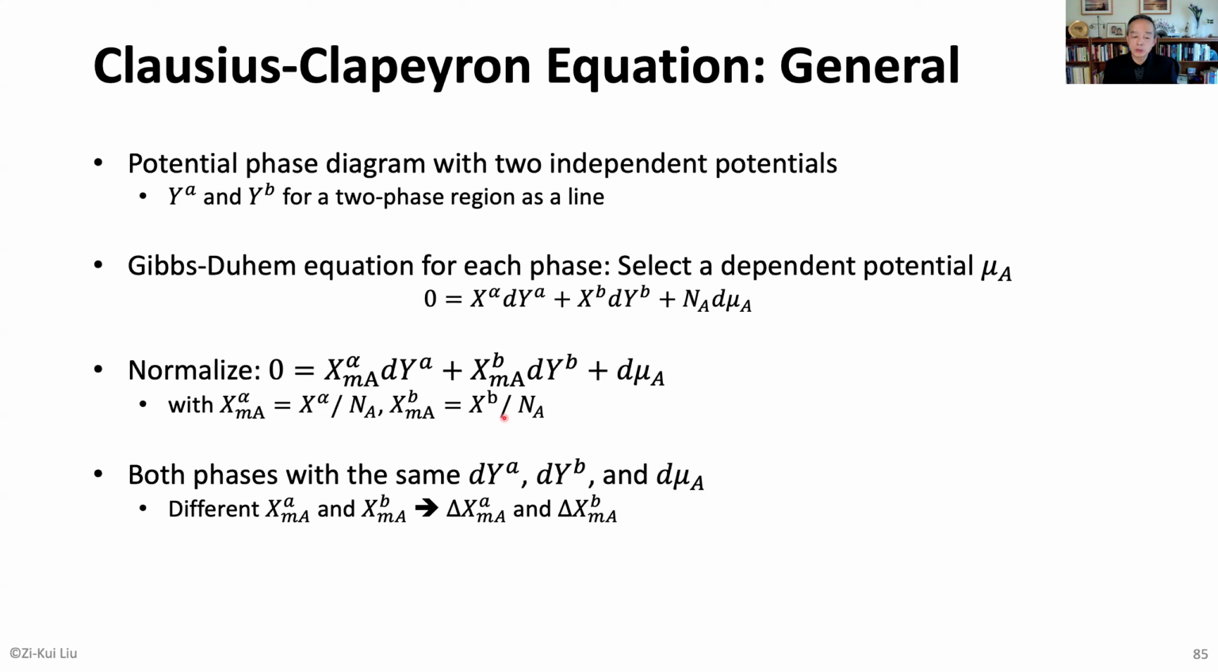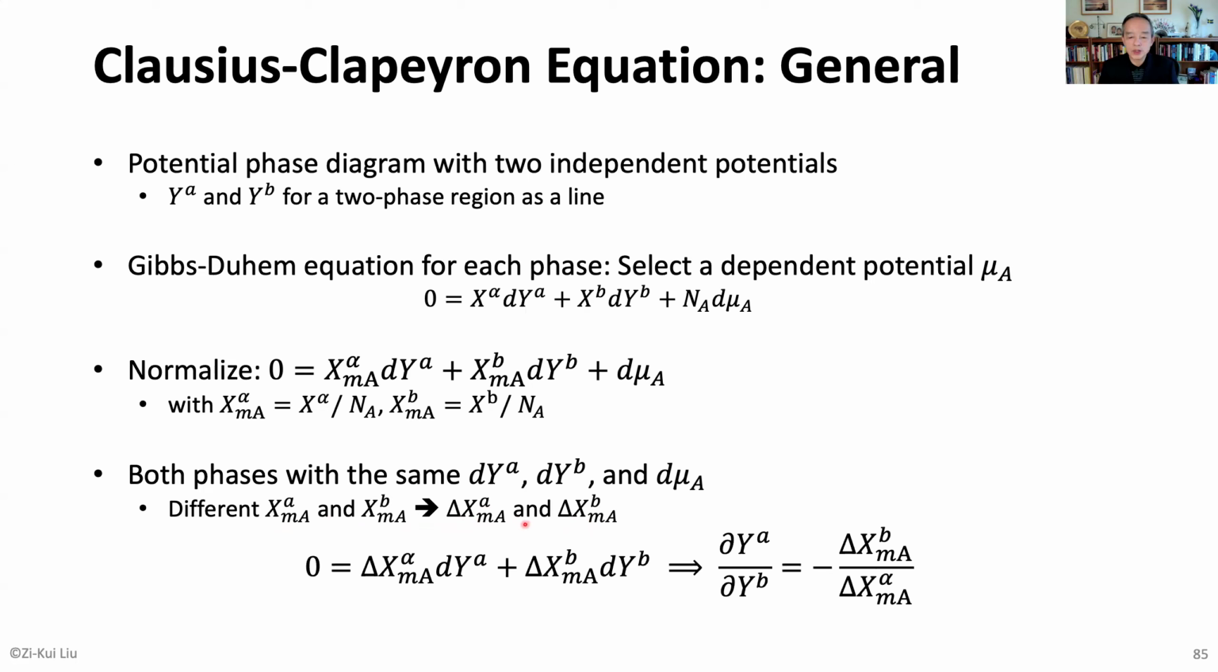Because both phases are in equilibrium, YA is the same in both phases, YB is the same in both phases, and mu A is of course the same in both phases too. So if they maintain 2 phase equilibrium on that line, the change should be the same too. But their molar quantities are different. So you get the delta XMAA and delta XMAB. For example, the molar volumes are different, the molar entropy is different, and the molar composition, the mole fractions, are different.